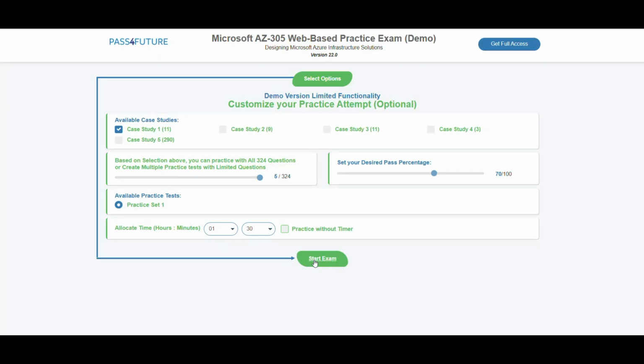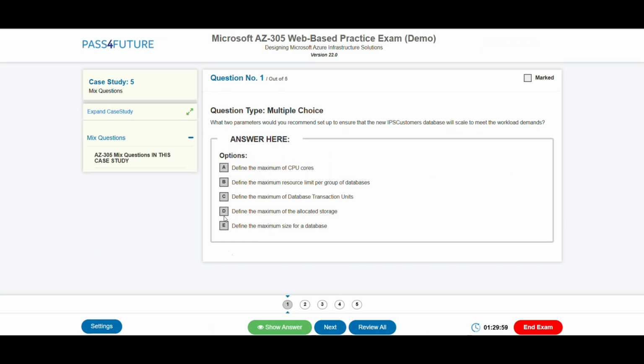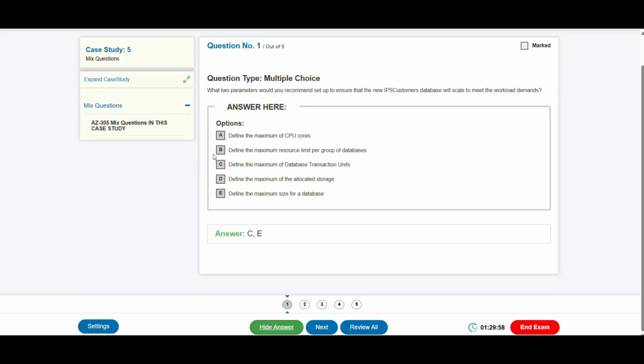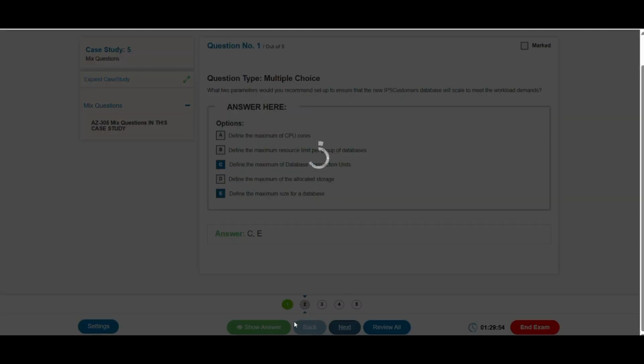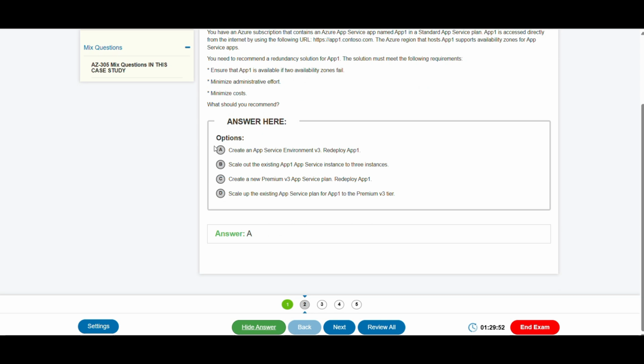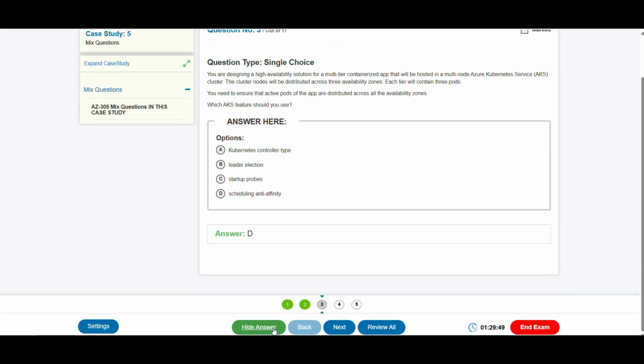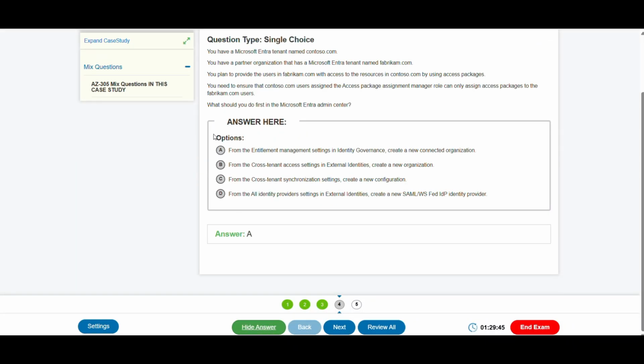One of the best ways to prepare for case studies is practice. There are plenty of resources out there to help you get used to this format, like Microsoft Learn and Pass4Future AZ-305 practice tests. No matter the question type, case study or scenario-based, practice is the key to success.